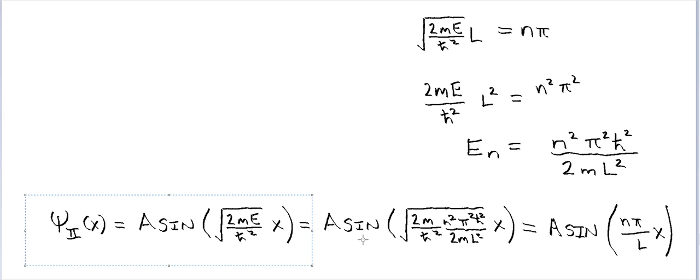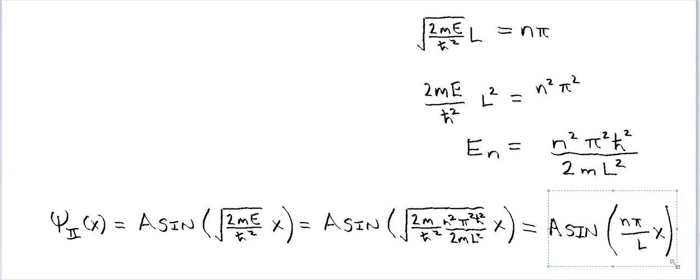Psi in region 2 is a sine of radical 2mE over h bar squared times x, but we just solved for E, so if we plug that in, n squared pi squared h bar squared over 2mL squared in for E. Note that the m's cancel, the h bar squareds cancel, the 2's cancel, and what we're left with is n squared pi squared over L squared under the radical, which is just n pi over L times x.